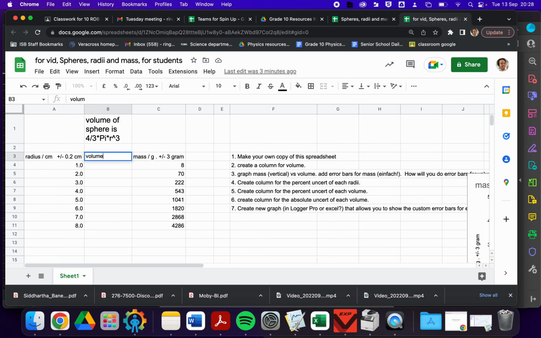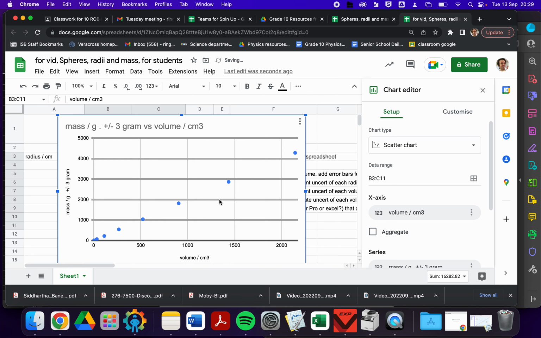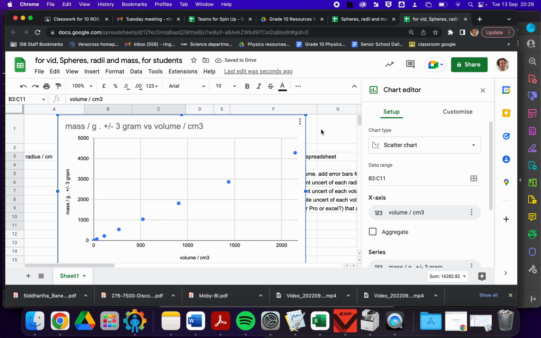So I'm going to make a column for volume in centimeters cubed, and I'm going to type in this equation you see above. So I'm going to do 4 divided by 3 times 3.14 times the radius over here cubed. And I'm going to fill down. And now, when I go to graph this, let's insert the graph. Now it's linearized. Hooray! So that is good.